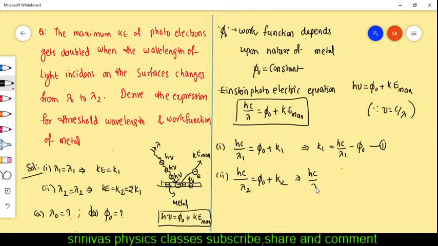If you have any doubt, you can ask me. That is equal to phi naught plus K2, which we write as 2K1. Now we substitute the K1 from equation 1. This we are writing from equation 1. Till now, if you have any doubt, you can ask me. Are you understanding clearly? Okay. I'm going to erase the left side and I will continue.